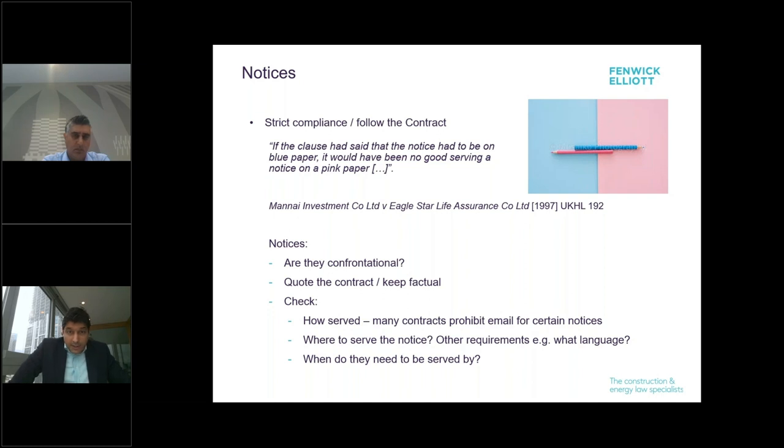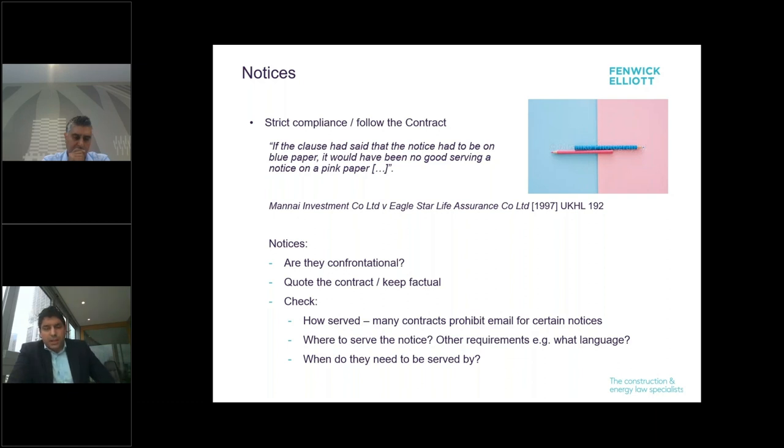If the clause had said that the notice had to be on blue paper, it would have been no good serving a notice on pink paper. So very much calling for a strict interpretation of what the contract says and following the contract. And I guess just some practice points on notices down at the bottom there.